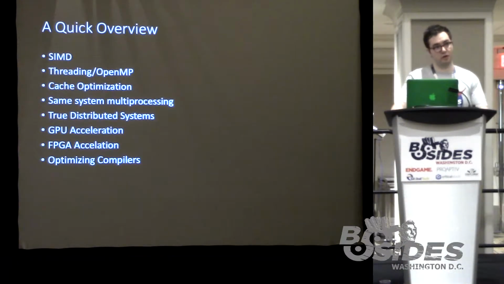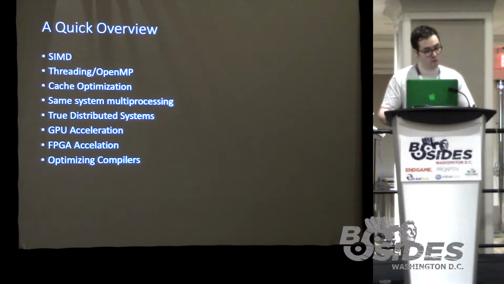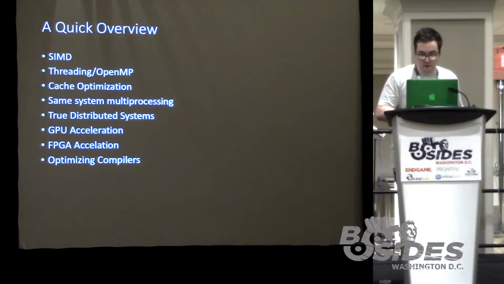So let's do a quick overview of the categories we're going to talk about in terms of optimizations we're going to do on our system. So we might look into applying SIMD optimizations, which is same instruction, multiple data, sort of parallelization of a sort. We might be doing threading, OpenMP. We might be doing optimizations for cache, various kinds of multiprocessing, GPU acceleration, perhaps explore some FPGA acceleration, and optimizing compilers.